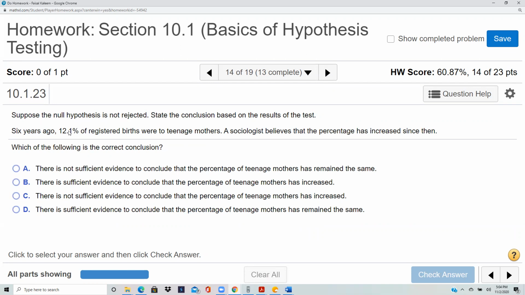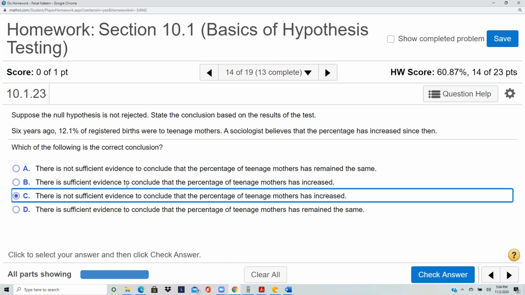What that means is that the sociologist, who believes that the percentage has increased, could not find sufficient evidence, because if he had found sufficient evidence that it has increased, then they would have rejected the null, but it wasn't. So there is not sufficient evidence to conclude that the percentage has increased. So you stayed with the null.